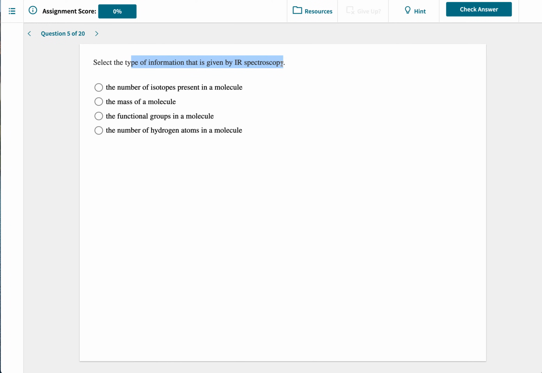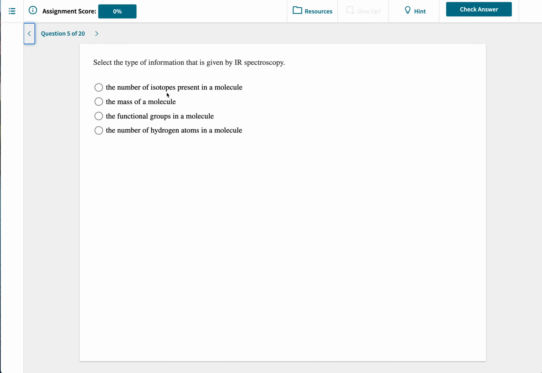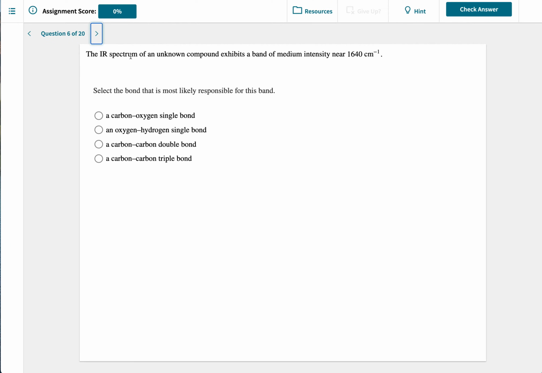What type of information is given by IR spectroscopy? So for this, just look up the definition. What kind of information are we actually getting when we look at the IR peaks? Let me back up to that question again. This one is telling you have a band, a peak. One of the things that's kind of weird about this is that we call them bands, we call them peaks. There's a lot of different names that we give to the peaks in a spectra.